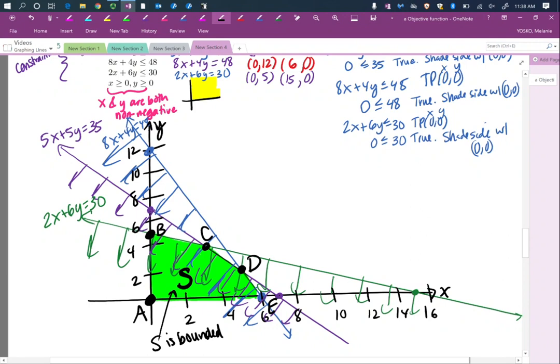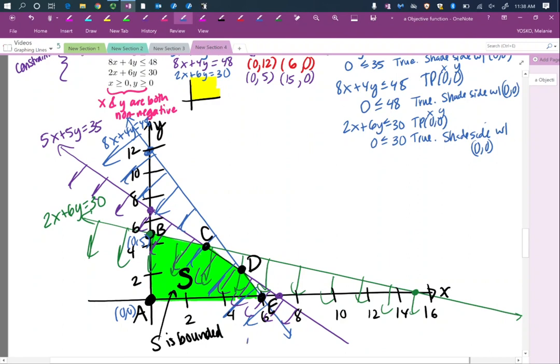Well, A is easy. It's the origin, (0, 0). B is also easy. It is a y-intercept. We already found all the y-intercepts of all of our lines. It's the y-intercept of 2x plus 6y equals 30. So that one's easy. So B here is (0, 5). A is (0, 0). We don't know what C is yet, and we don't know what D is yet.